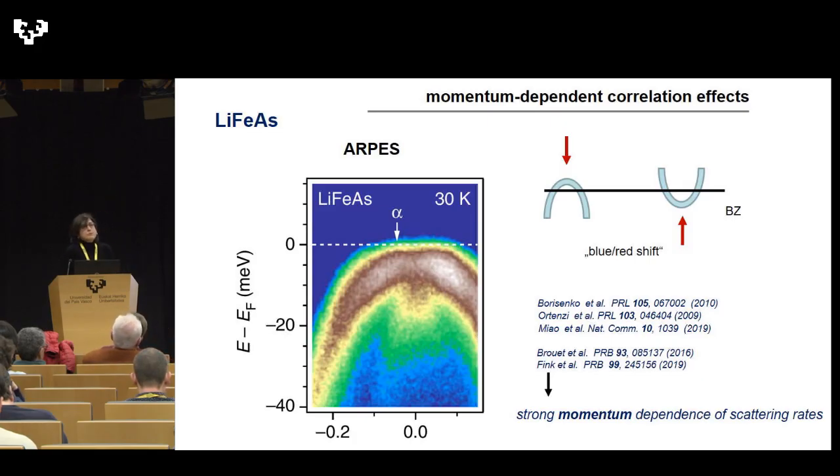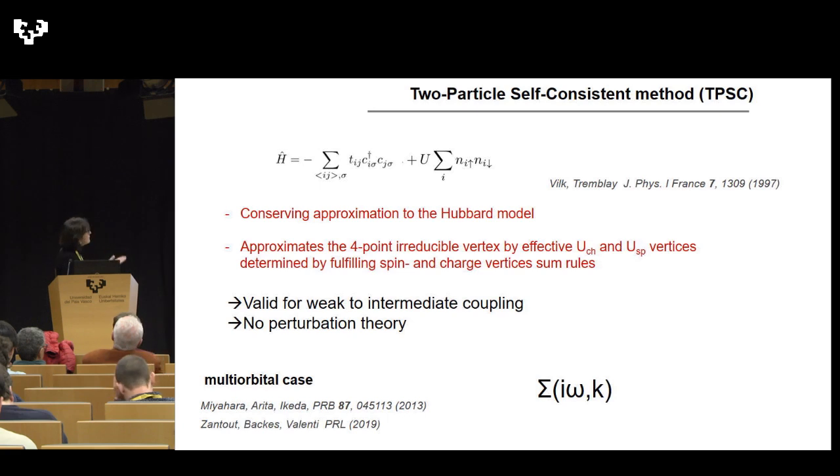And for that, you need to have information of correlations that are k-dependent. So therefore, we decided to generalize to the multi-orbital case the two-particle self-consistent method, which is a conserving approximation, and it's not a perturbative theory. So basically what you do there, you approximate your 4-point irreducible vertex by effective charge and spin vertices, and you determine them by fulfilling some rules.